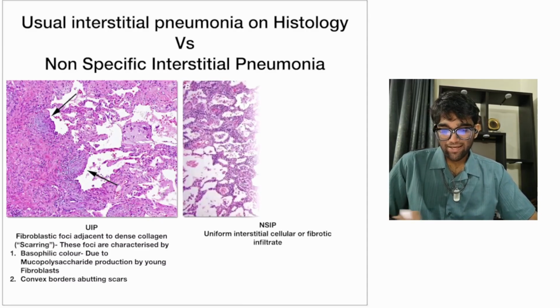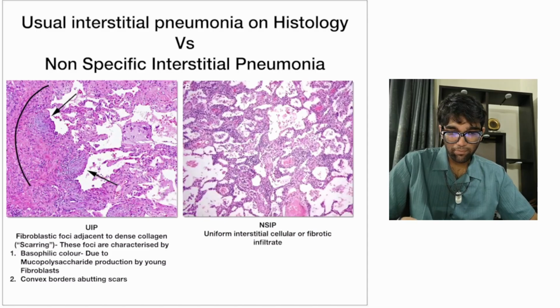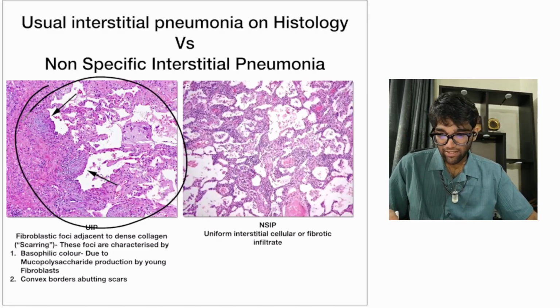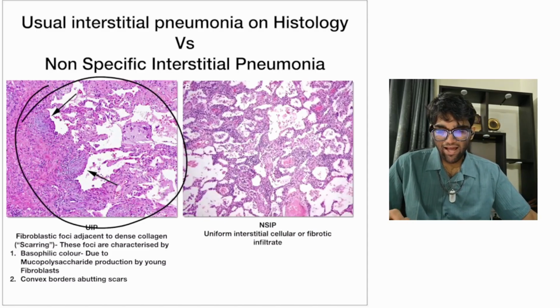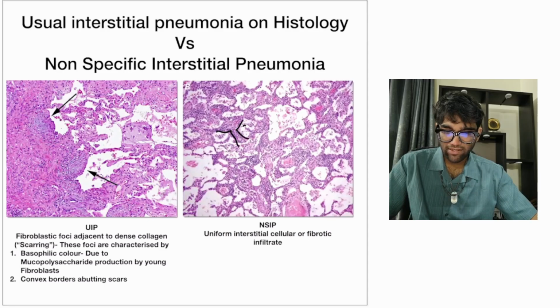Okay. Now on the other hand, in NSIP you can see that unlike the UIP pattern that I've shown on the left side, in NSIP the alveoli seem to be completely or at least partially spared. There's just a little bit of thickening of the septa of the interalveolar septal space. Okay, you can almost actually trace out the alveoli.